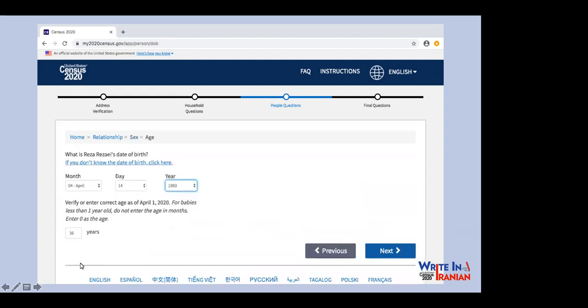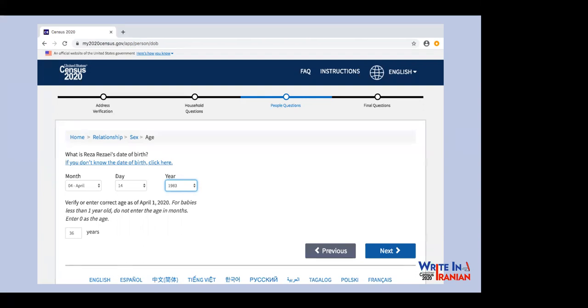Next slide, it asks for the birthday. What is the birthday of Reza Rezai? Again, you need to put in the date, and then it actually calculates the year for you. They do ask that question because they want to better understand the size and characteristics of different age groups. Agencies use this data to plan and fund government programs that support specific age groups, including children and older adults. So again, it's about funding.